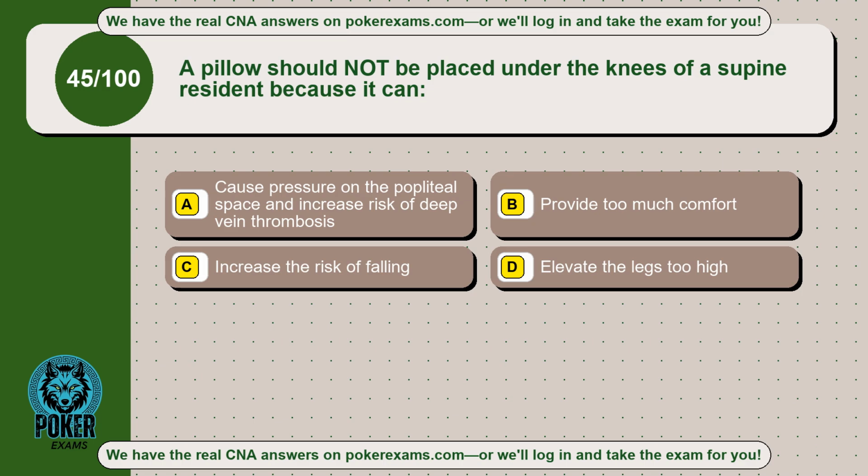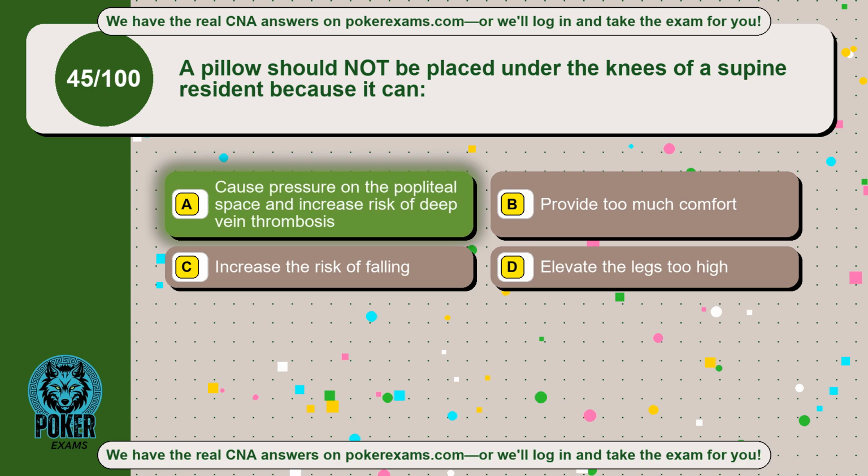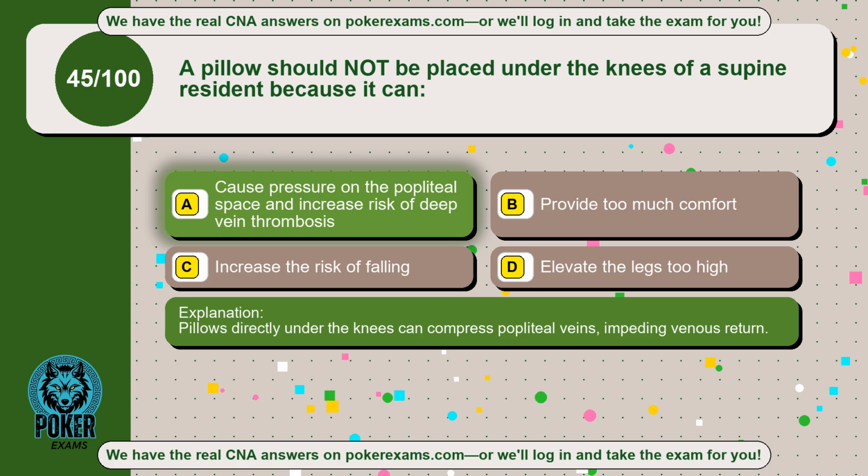Question 45. A pillow should not be placed under the knees of a supine resident because it can: Option A, cause pressure on the popliteal space and increase risk of deep vein thrombosis. Option B, provide too much comfort. Option C, increase the risk of falling. Option D, elevate the legs too high. The correct answer is option A, cause pressure on the popliteal space and increase risk of deep vein thrombosis. Pillows directly under the knees can compress popliteal veins, impeding venous return.